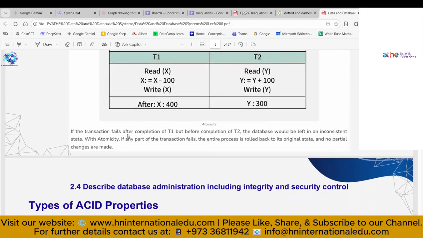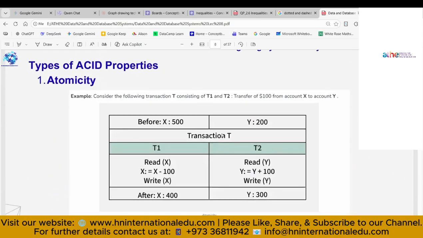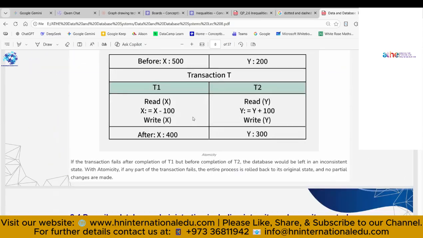So if the transaction fails after completion of T1, the transaction one, but before completion of T2, the database would be left in an inconsistent state, right? With atomicity, if any part of the transaction fails, the entire process is rolled back or aborted to its original state and no partial changes are made. So either you do the full transaction or you do nothing at all in atomicity.